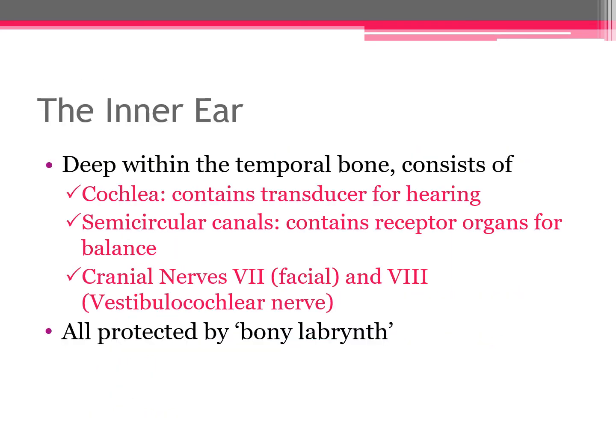For the inner ear, we know that it's deep within the temporal bone, and so you want to start, I guess, looking at your anatomy and physiology once again and getting a visual of what the temporal bone looks like and where it's located. So it consists of the cochlea, which contains the transducer for hearing, and the semicircular canals, which contain receptor organs for balance. We have cranial nerves 7, facial, and 8, the vestibulocochlear nerve, right? And all of them are protected by the bony labyrinth, which we mentioned already.